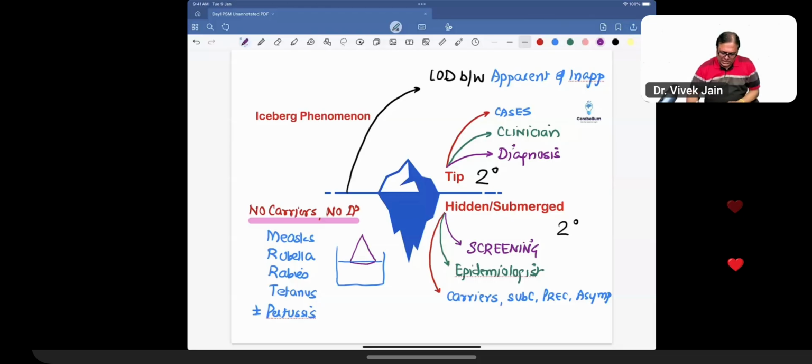The best example of iceberg phenomenon is malnutrition. Rabies shows no iceberg phenomenon. Rabies, tetanus, almost 100% you can detect clinically.